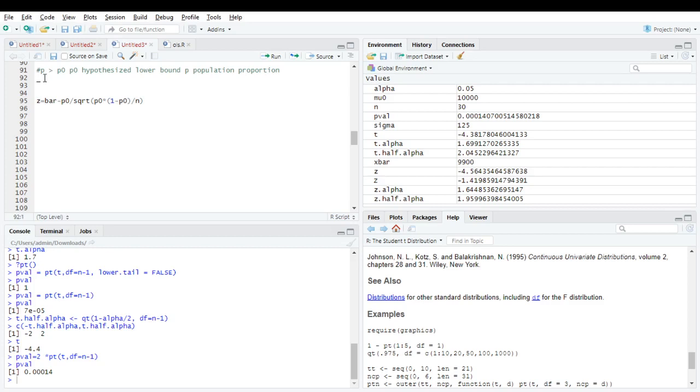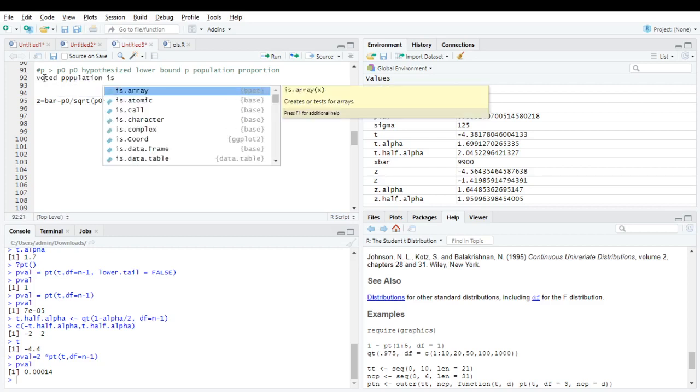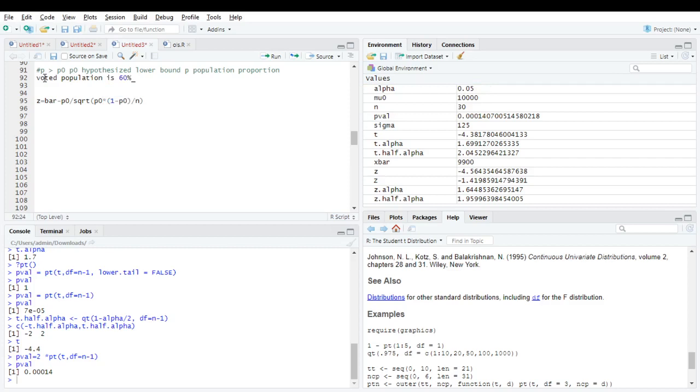Now let's take one example. Suppose 60% of your citizens voted in the last election, the voting percentage that we discussed regarding population proportion previously. So the voted population proportion is 60%.